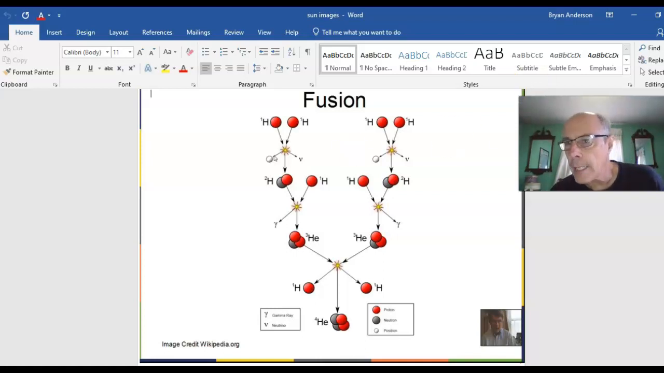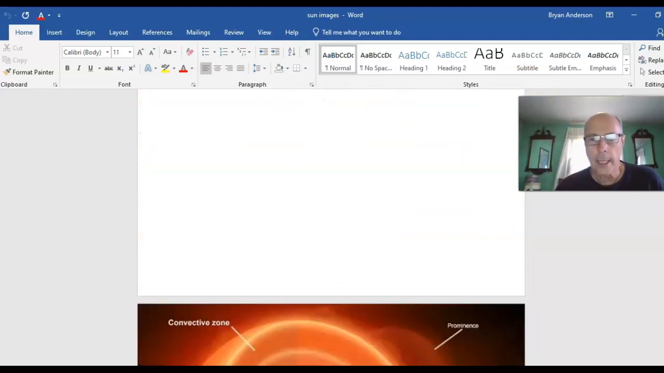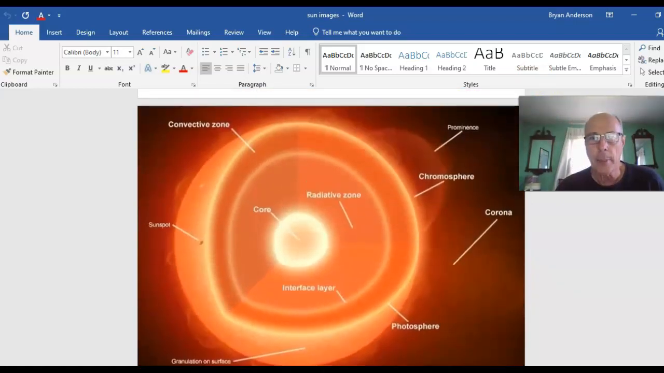Okay, so then if we look at our sun and we look at some parts that make it up, it's not a complex structure in a certain regard, in that it doesn't have a lot of complex layers like the Earth does. But there are some specific ones that we want to pay attention to. It has a corona, a chromosphere, a photosphere, and a core.